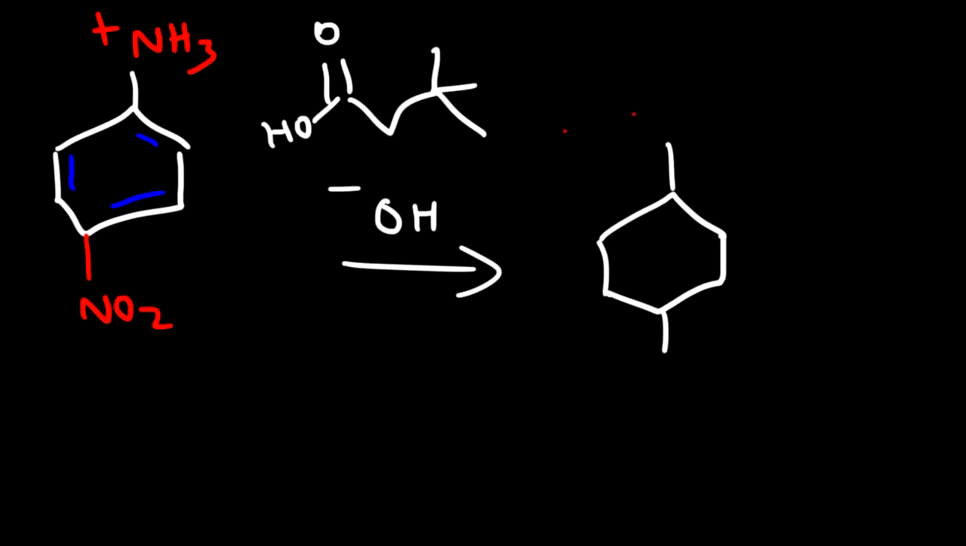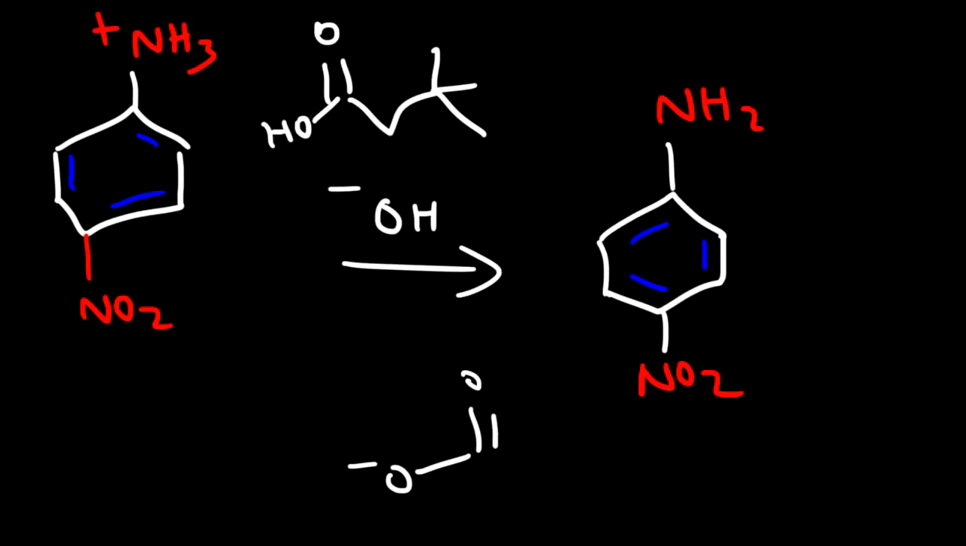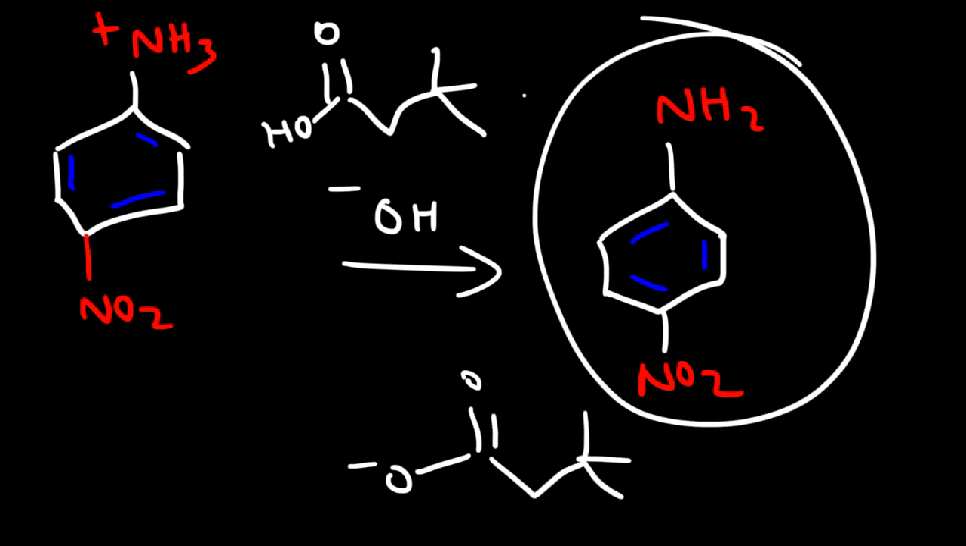And so this is going to give us para-nitroaniline. And as a side product, a carboxylate ion. But this is the product that we want. And so that's how we can make it. Now let's move on to the next situation.